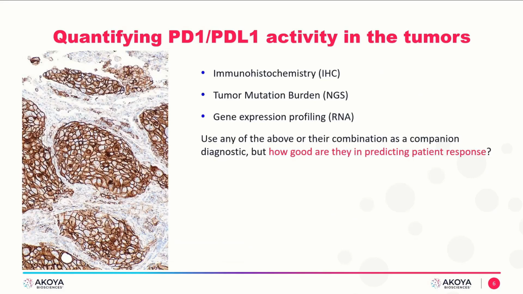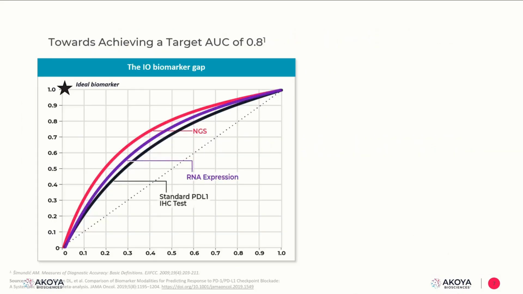So what other options do we have? You could look at mutation burden, or mRNA expression, or a combination of both. But how good are they in predicting patient response? This is precisely what the study from 2019 wanted to look at. They studied the clinical trial data from over 50 anti-PD-1, PD-L1 clinical trial cohorts, covering over 8,000 patients from these studies, and found that all the existing techniques or their combinations are not sufficiently predictive.